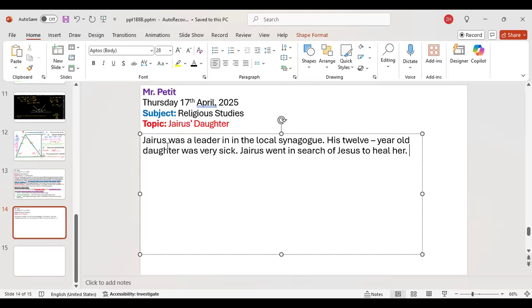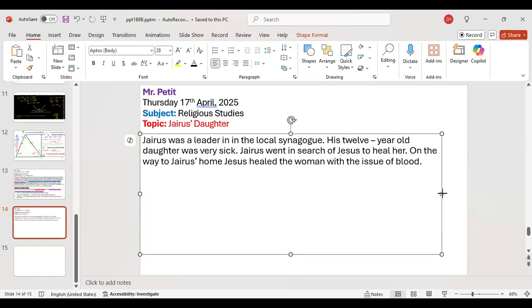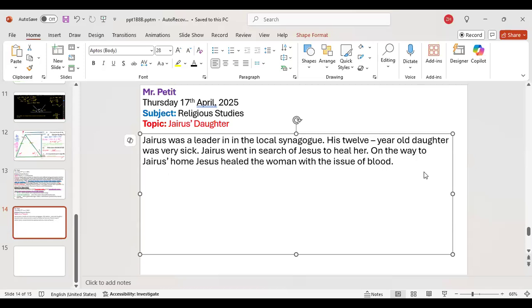On the way to Jairus' home, Jesus healed the woman with the issue of blood. So while he was heading to Jairus' home, Jairus asked him to heal his daughter. And while he was heading to heal Jairus' daughter, the woman with the issue of blood touched the hem of his garment. He stopped, he asked, who touched me? All of that. And the woman explained that it was her.